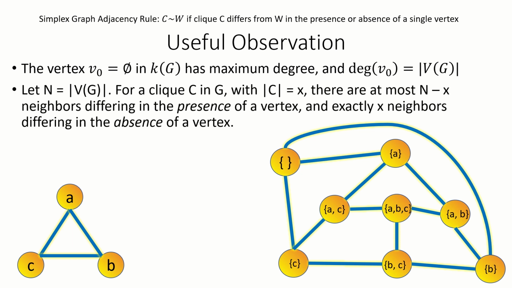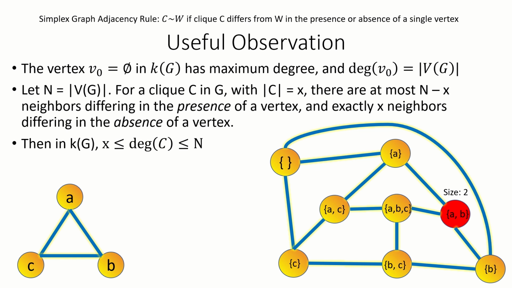Now, if we have a clique C of size x in a graph G with n vertices, then there are at most n minus x cliques in G that differ in the presence of a single vertex from C, and there are exactly x cliques in G that differ in the absence of a single vertex from C. So the degree of C in the simplex graph will be greater than or equal to x, its size, and less than or equal to n, the number of vertices in the original graph.